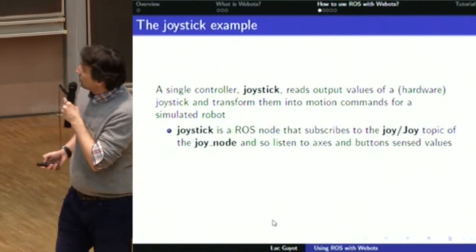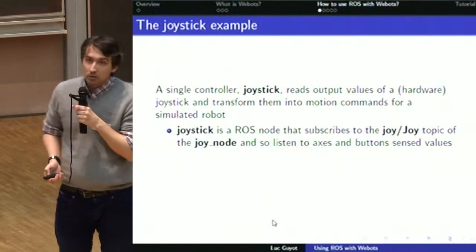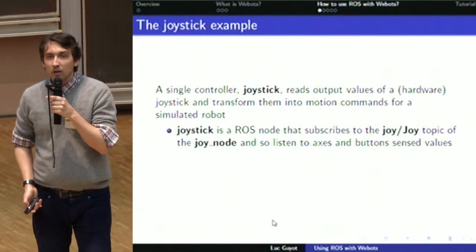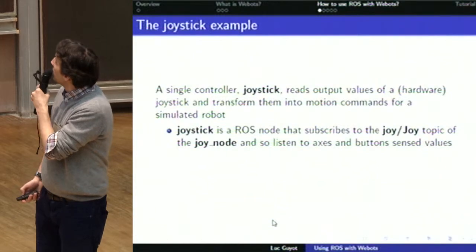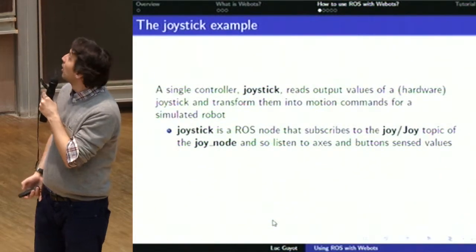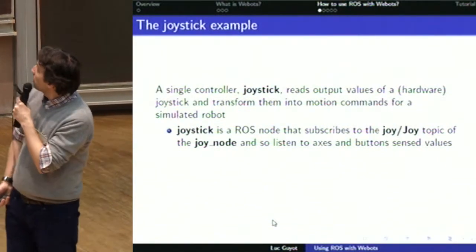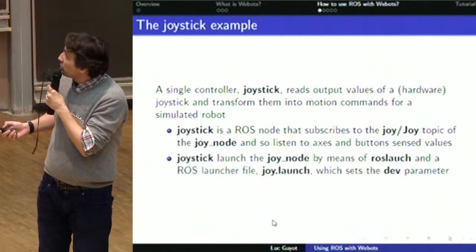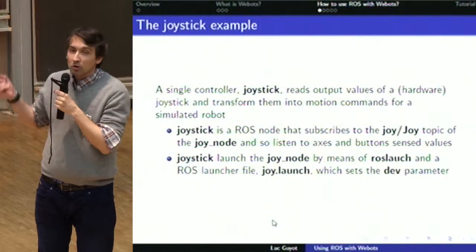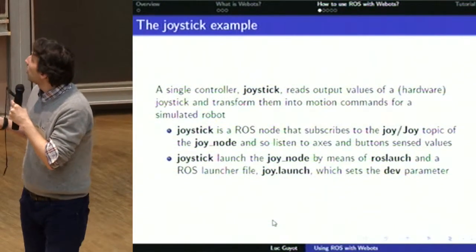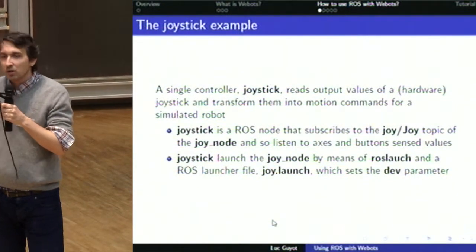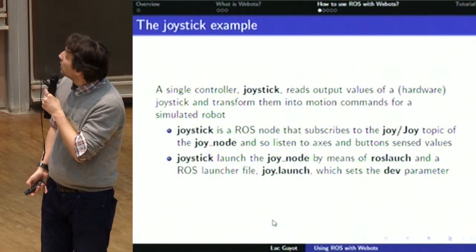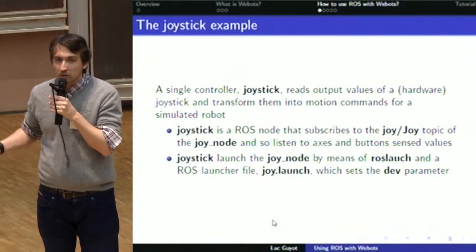So the joystick controller will be a ROS node, and we have to implement it. It will subscribe to the main topic of the joy node, called joy, and listen to the axis and the button values. The joystick controller will also launch the joy node. The joy node is already present in the ROS distribution, it's not new, and it is launched by means of roslaunch, so in a launch file. It's quite standard stuff.